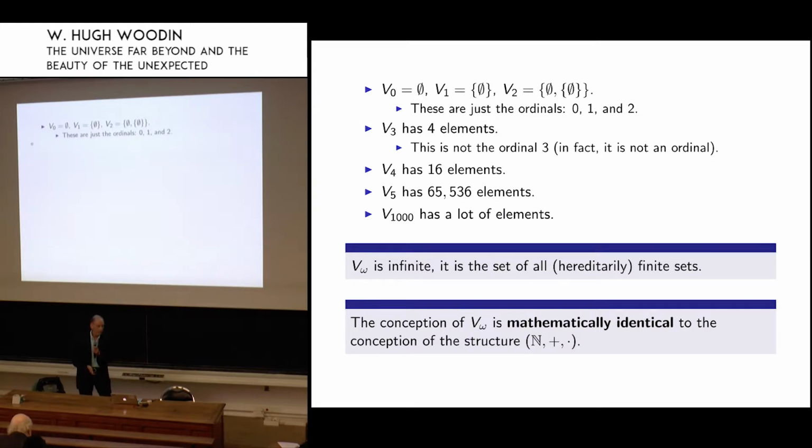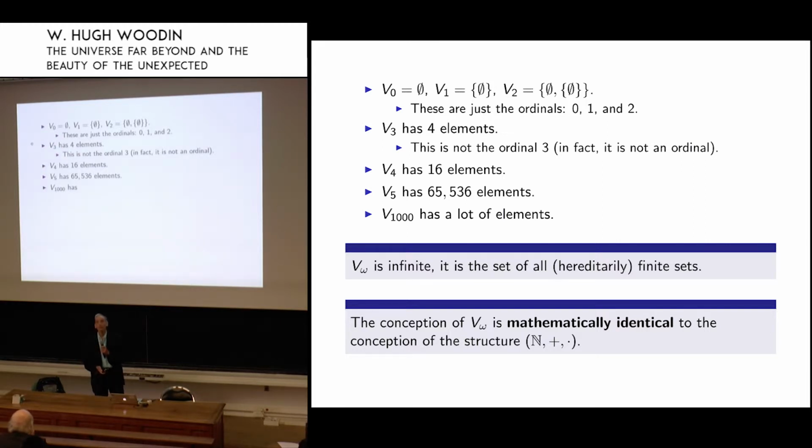There it is. Well, wait a minute. These are just the ordinals 0, 1, and 2. Okay, but V3 has 4 elements... it's not the ordinal 3, and it's not an ordinal. All right, so things are getting a little more complicated. What about V4? Well, it has 16 elements, and you could write them down. Okay, not so bad. V5 has 65,536 elements. It'd be hard to write them all down, but maybe it's manageable.